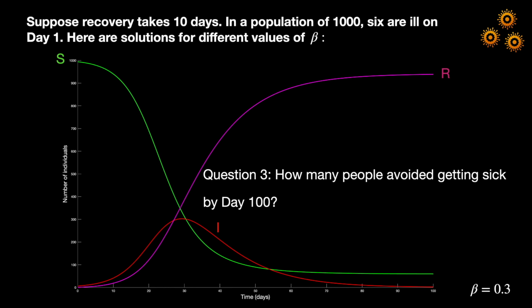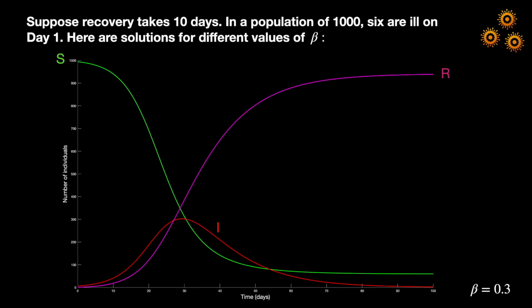Okay, let's answer the third question. Check your understanding here. Looking at this plot, how would you get this information? How many people avoided getting sick by day 100? And that would just be the value of the susceptibles on day 100. So, how many people never got sick is how many people are still susceptible. I can't tell how low this I curve is, but if it's low enough, you might say this epidemic is over. So, this would be the number of people who never got sick during the epidemic.